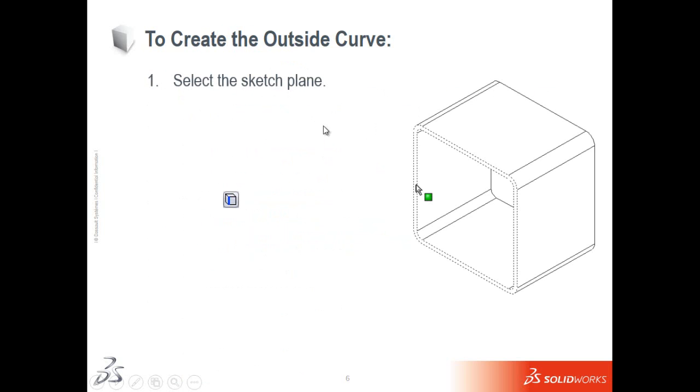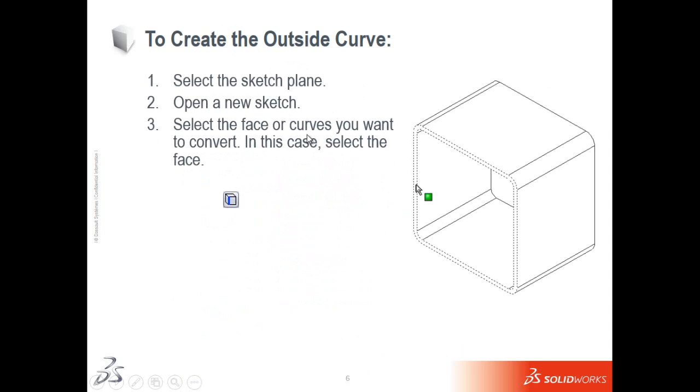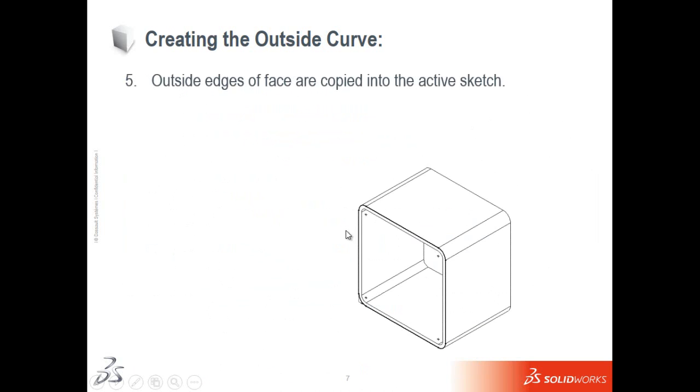Create the outside curve. Sketch or select the sketch plane. So you select this face right here, the plane face. Open a new sketch. Convert the face or curves you want to convert. In this case, select the face. Click Sketch and then the Convert Entities button, creating the outside curve. Outside edges of the face are copied into the active sketch. The sketch is fully defined, no dimensions needed. So we've created this outside line.